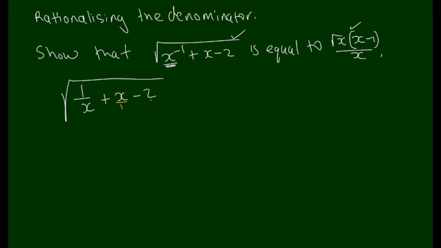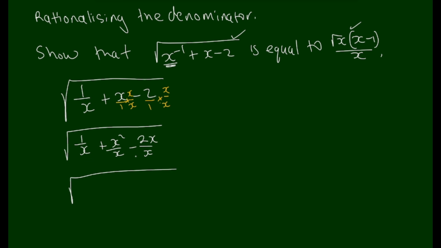We're going to say this over 1, this over 1. We multiply it by x, we multiply it by x. Then do the same thing here. We multiply the denominator by x, multiply the numerator by x. Okay, then what do we get? We get the square root of 1 over x plus x squared over x, then minus 2x over x, which is the same as, now the denominators are the same, isn't it? So it's the same as 1 plus x squared minus 2x over x.